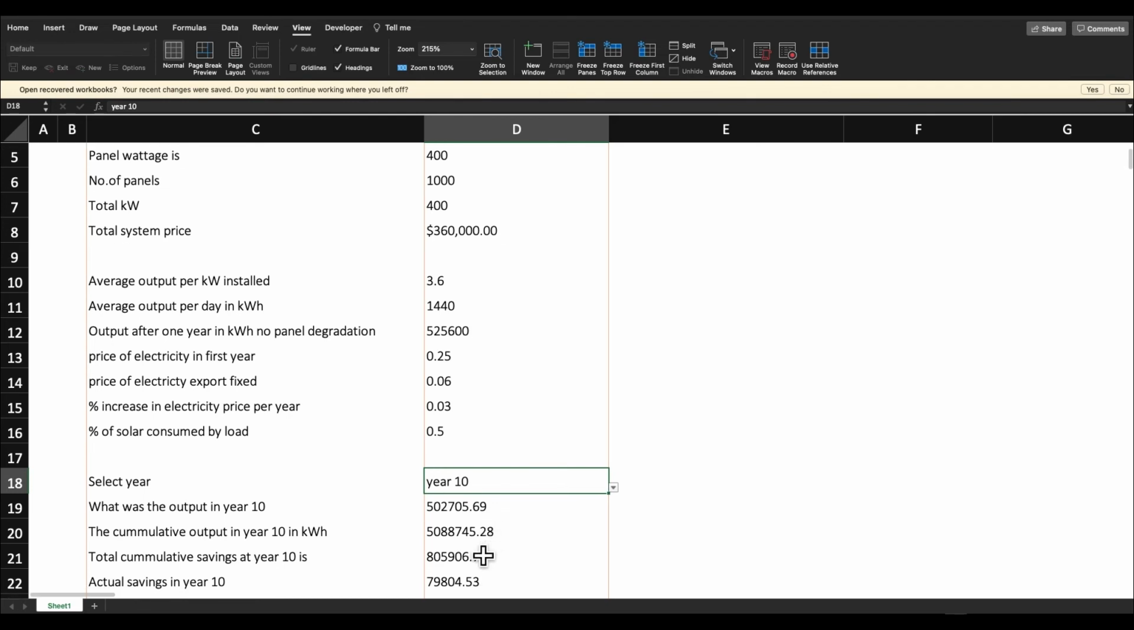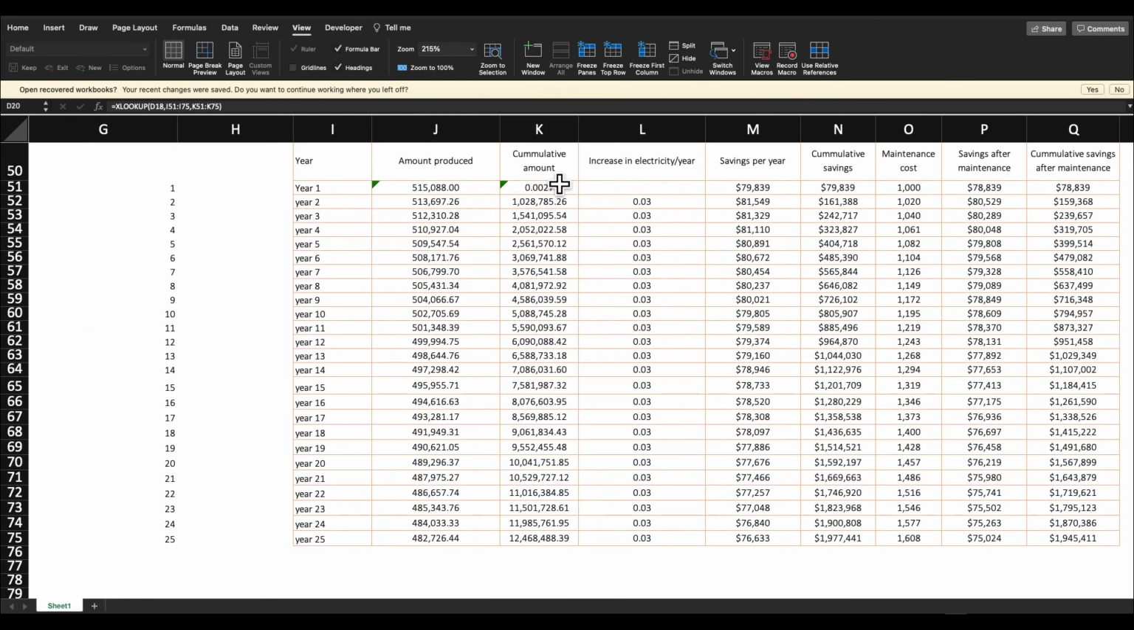Now the cumulative output in year 10 in kilowatt hours was this figure. And this was derived again from an XLOOKUP that looks at what's going on in D18, and again referencing I51 and I75, and then returning a figure from K51 to K75.